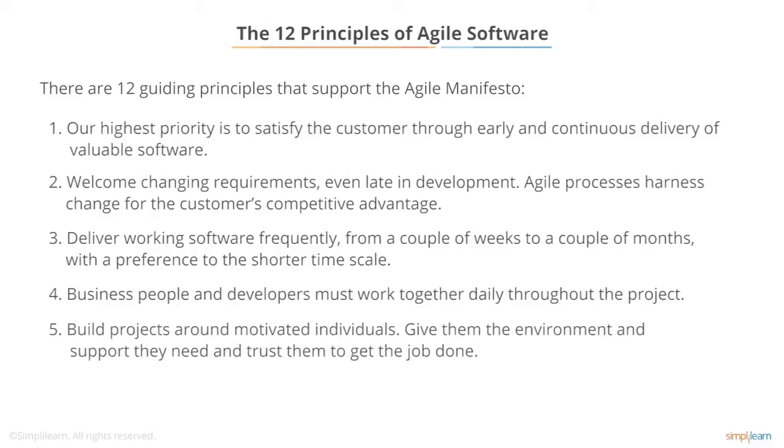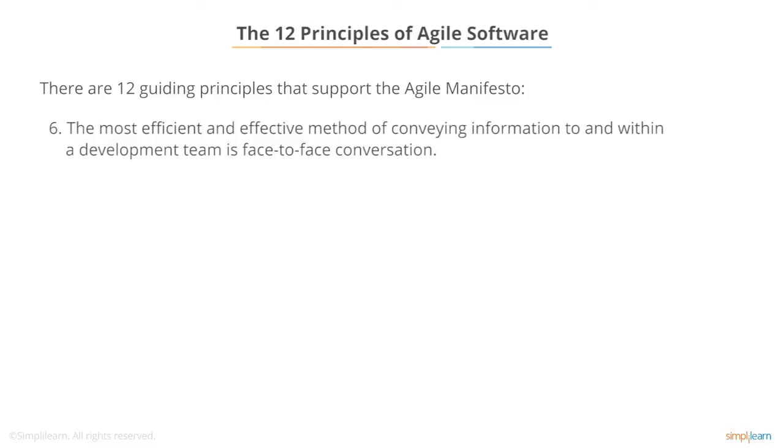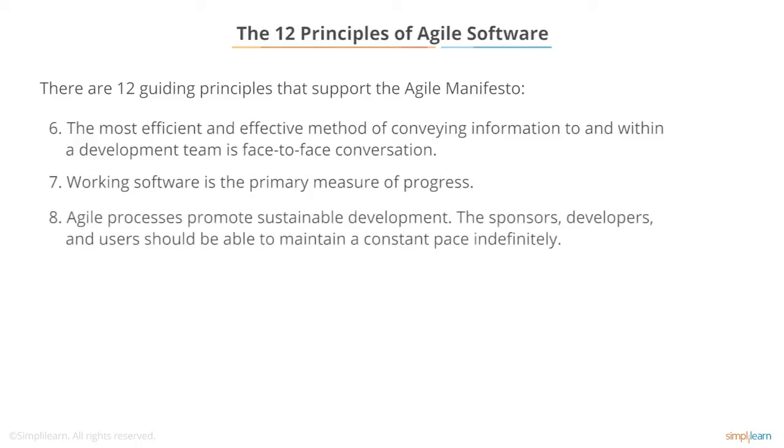5. Build projects around motivated individuals. Give them the environment and support they need and trust them to get the job done. 6. The most efficient and effective method of conveying information to and within a development team is face-to-face conversation. 7. Working software is the primary measure of progress. 8. Agile processes promote sustainable development. The sponsors, developers, and users should be able to maintain a constant pace indefinitely.